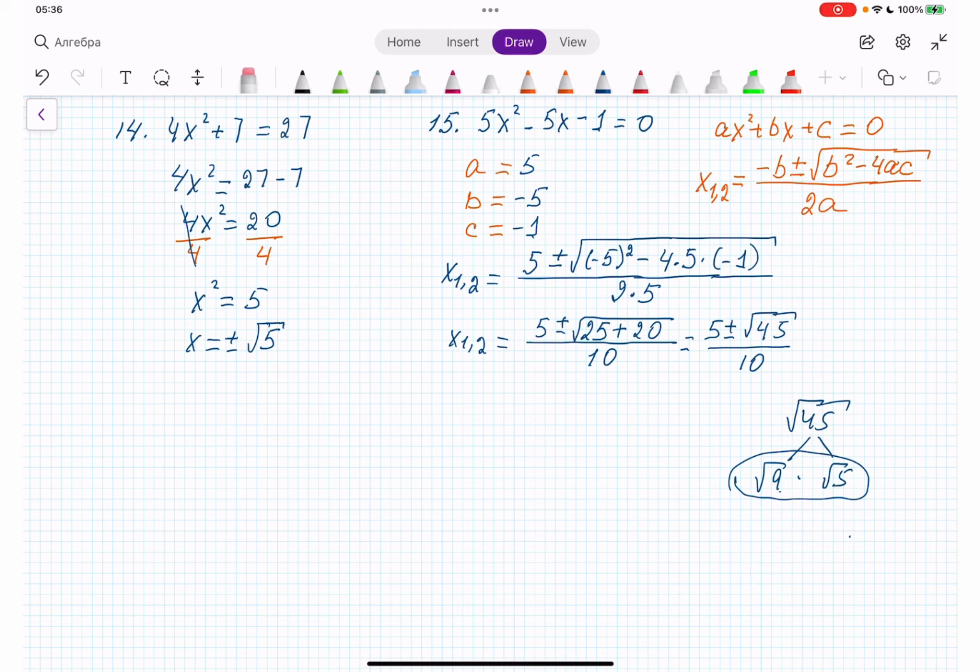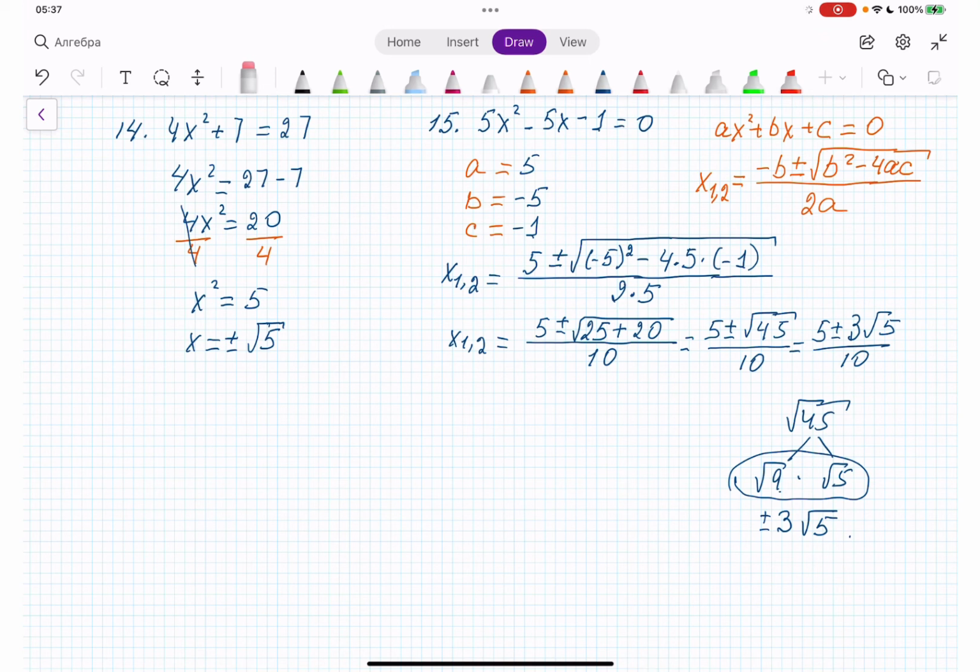Square root 9, it's going to be 3. And here we have 5. On the top of that, we will have plus minus, but we already have it in our solution, plus minus, so we are fine. This is going to be 5 plus minus 3 square root 5 over 10.